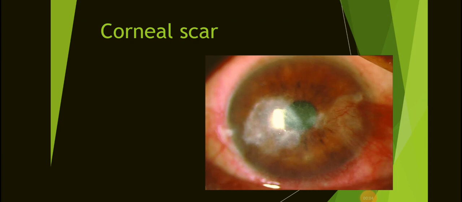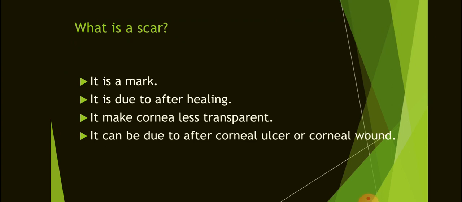So today in this video I am going to discuss with you all about the topic that is corneal scar. Let's start. So before starting the discussion I would like to ask a quick question, that is, what is a scar? Actually, scar means a mark. So corneal scar means a mark on the cornea which ultimately leads to decrease of the transparency of the cornea.